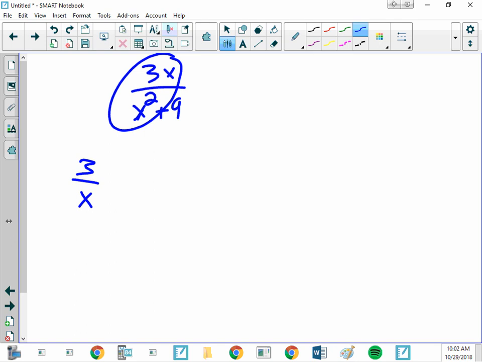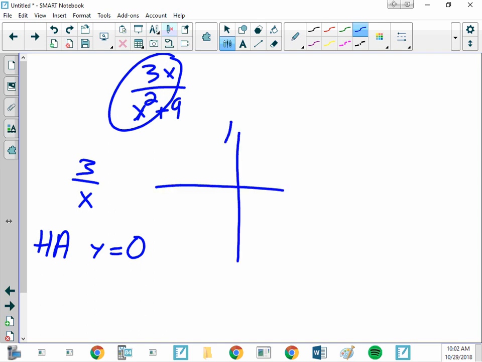So this has an HA at y equals 0. And that one, the range is a little weird because some of these graphs could actually look like this. Your problem set actually just says state the domain. You don't need to state the range, but we do know that it has a horizontal asymptote.